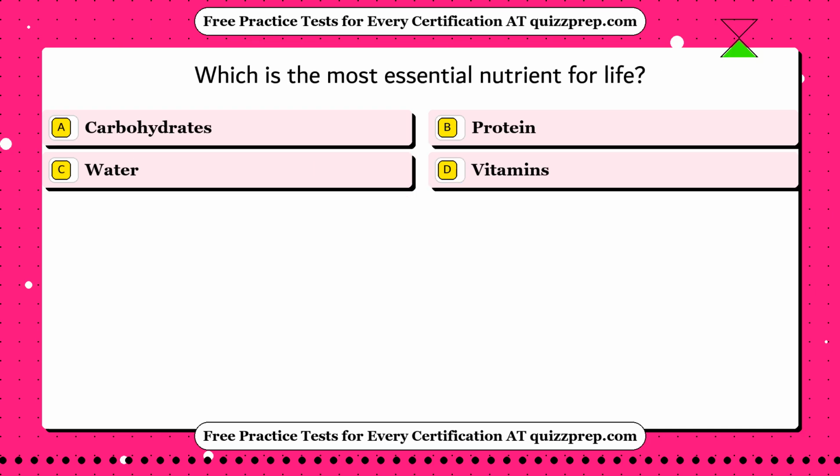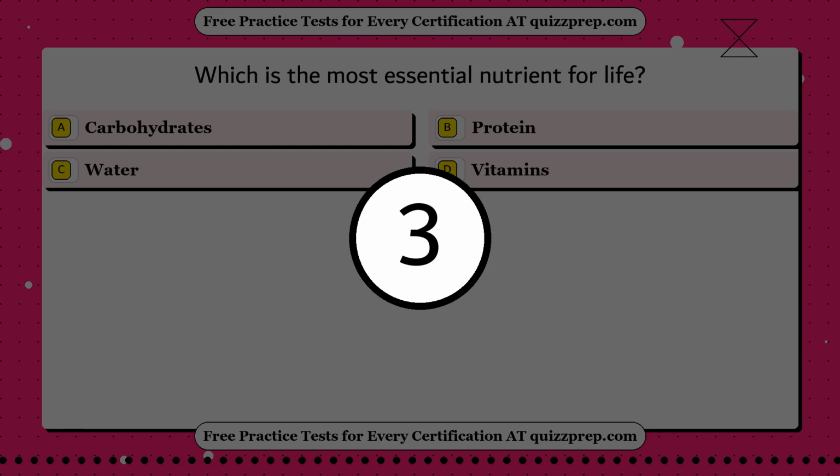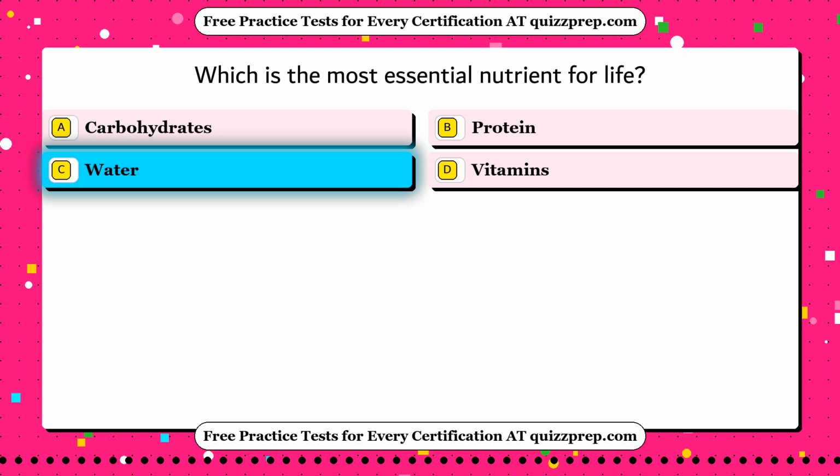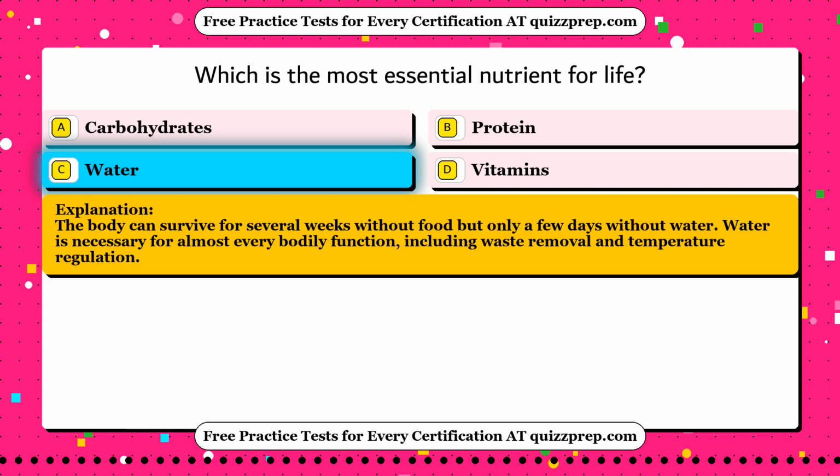Question 95. Which is the most essential nutrient for life? Option A, carbohydrates. Option B, protein. Option C, water. Option D, vitamins. The correct answer is option C, water. The body can survive for several weeks without food but only a few days without water. Water is necessary for almost every bodily function, including waste removal and temperature regulation.